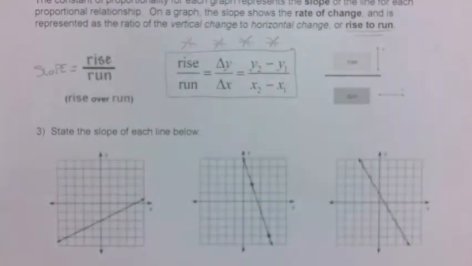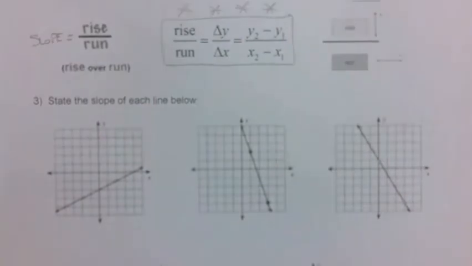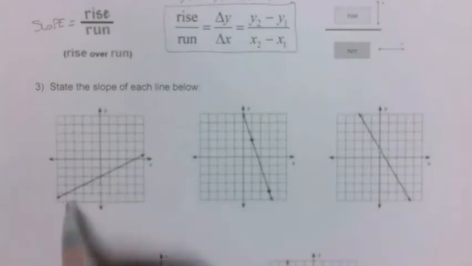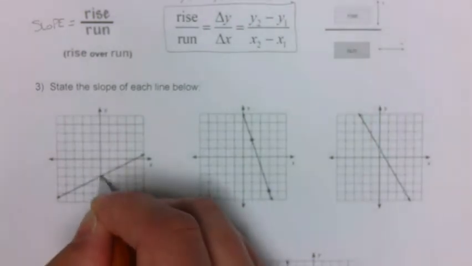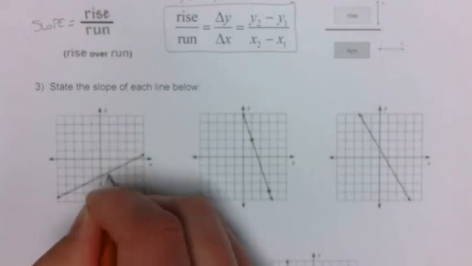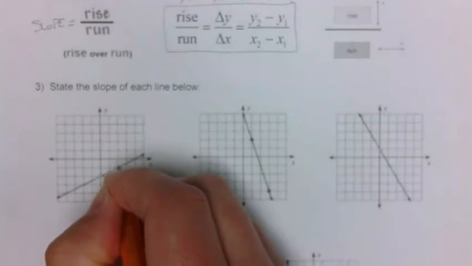Let's show how we would do that in our first example underneath. Question number 3 says, state the slope of each line below. So here's my line on the graph, and what I'm going to do is identify 2 points that the line goes through. Okay, I can use any 2 points. I see right here, for example, that it goes through the point (0, -2). And it also goes through this point right here, which is (2, -1).